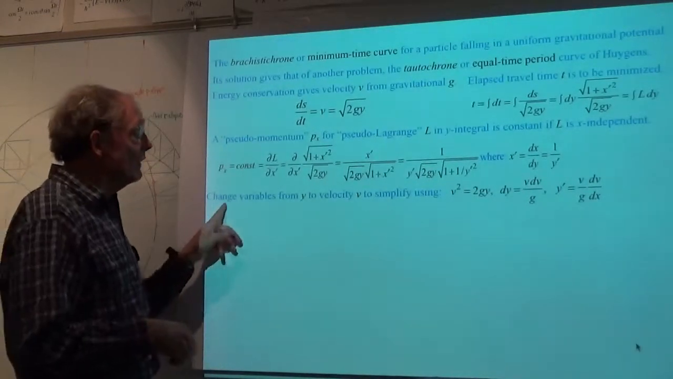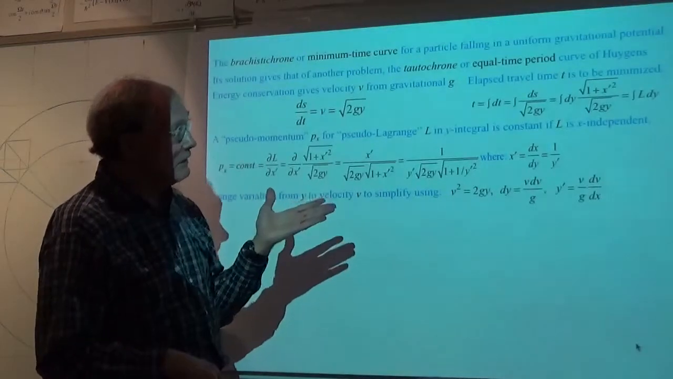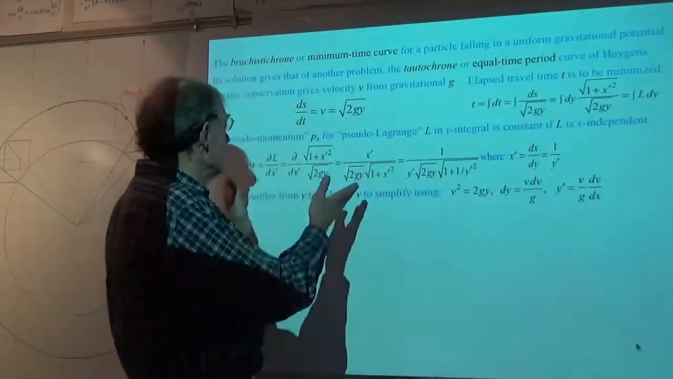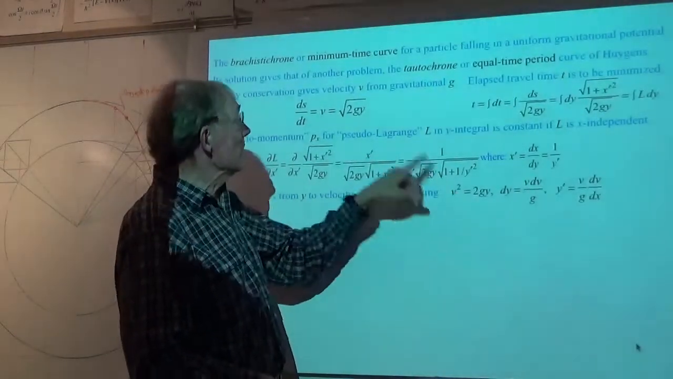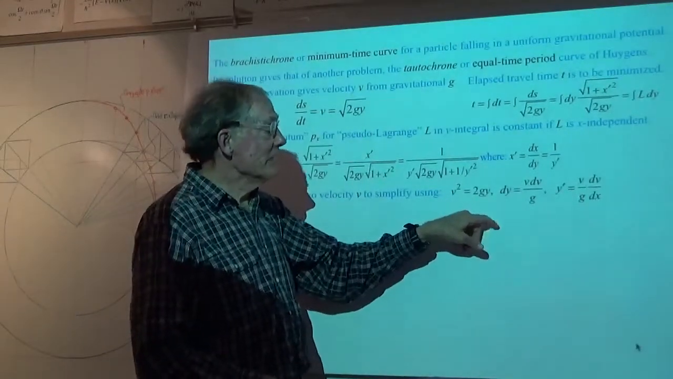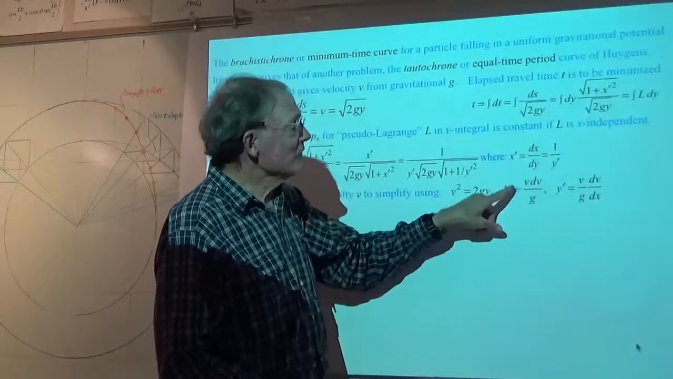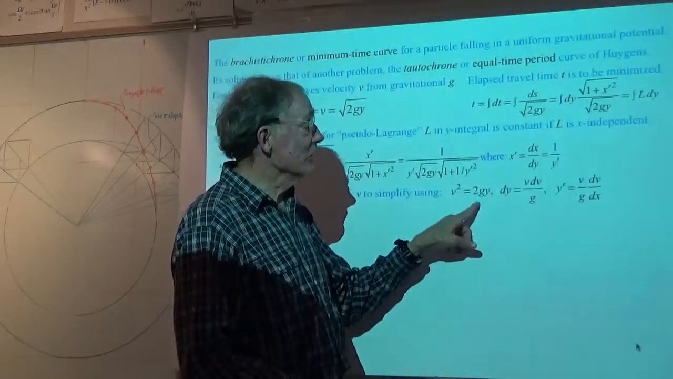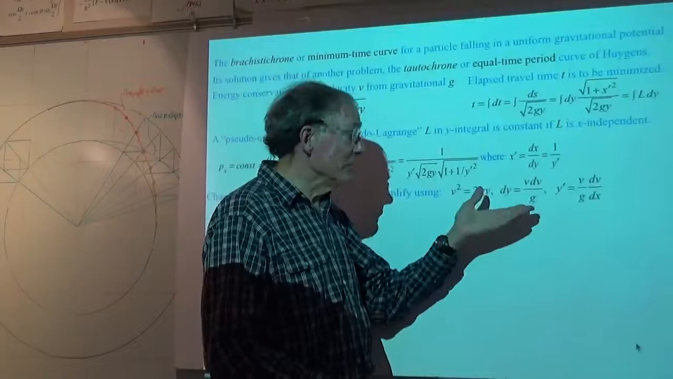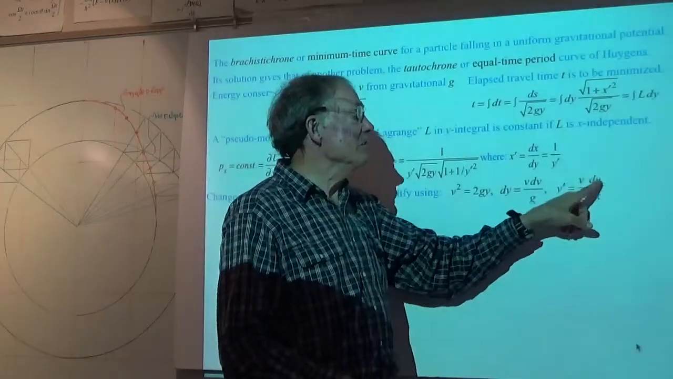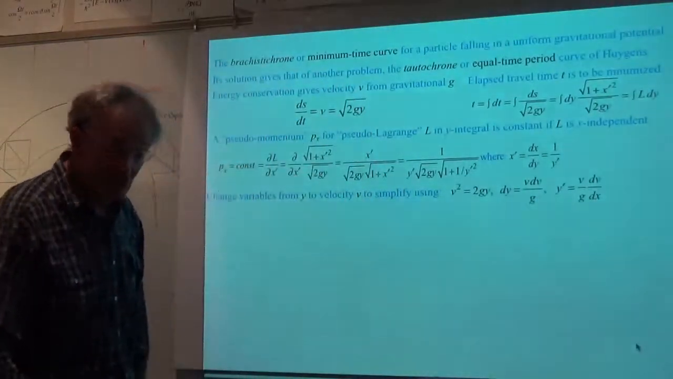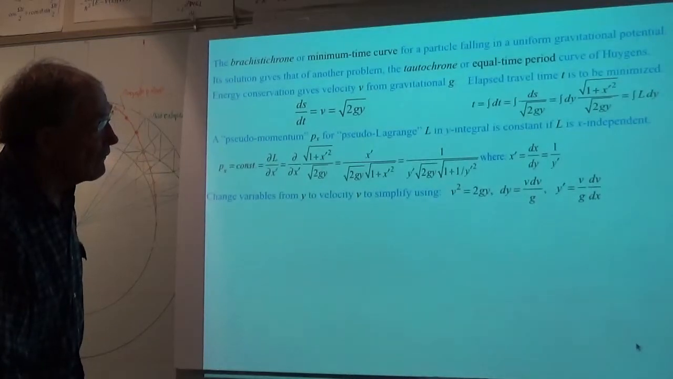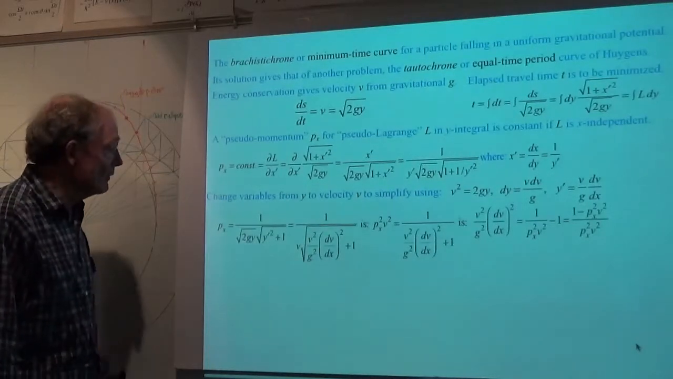So what we're going to do is change variables from y, which looked good because it was constant, but we're going to use that constant and get it into velocity. Now remember, velocity squared is 2gy, and that means that dy is v dv over g from this relation here, and then y prime is going to be dy over dx. That's dv/dx times v over g. So it's a v dv differential, but the derivative of v is going to be the thing that we have to worry about. So this thing is constant.